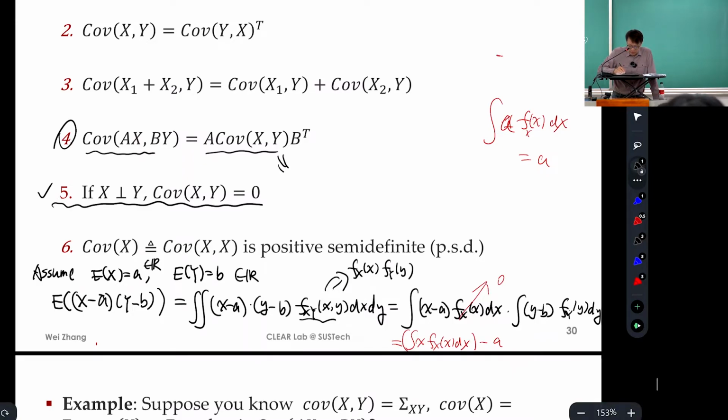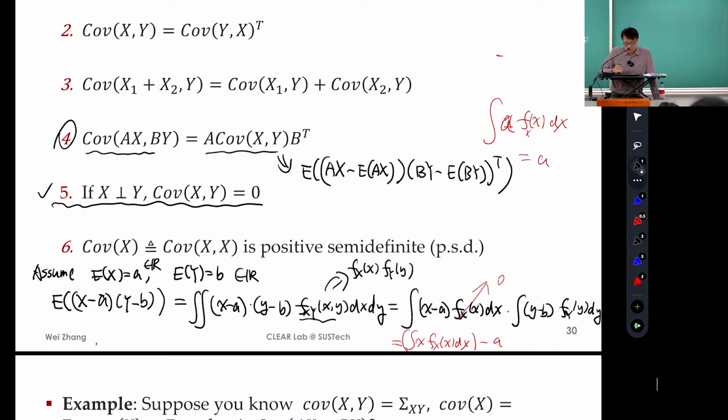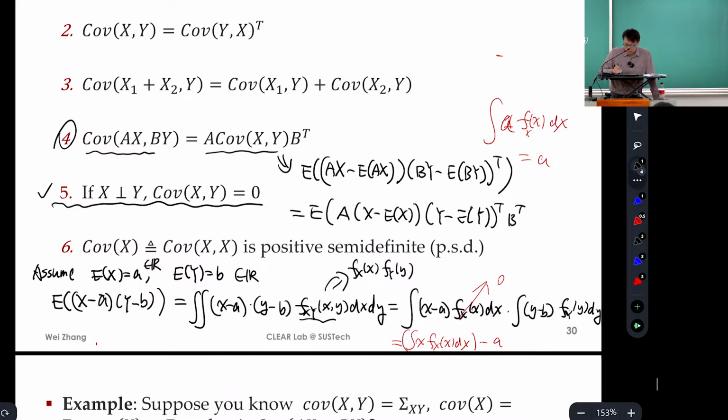Okay? Because this is the expectation of (Ax minus E[Ax]) times (By minus E[By]) transpose. All right? So you know A is deterministic, so A can be moved out. Overall you will have the expectation of A times (x minus E[x]) times (y minus E[y]) transpose times B transpose, because when I factor out B and take the transpose, B moves to the right. Okay? Overall you can pull this out, so you get that formula.